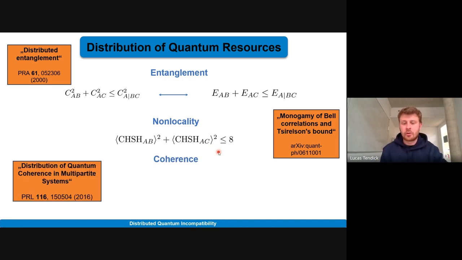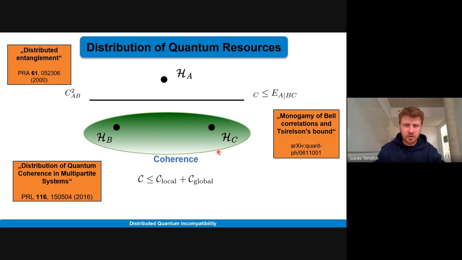Finally, also in the coherence of quantum states, you can partition the coherence into some global contribution and some local contribution. What all these three works have in common is that they look at three parties, like here three systems, and they make some cuts and try to understand how one system behaves compared with the other two together, or what you get in addition by having this third system.